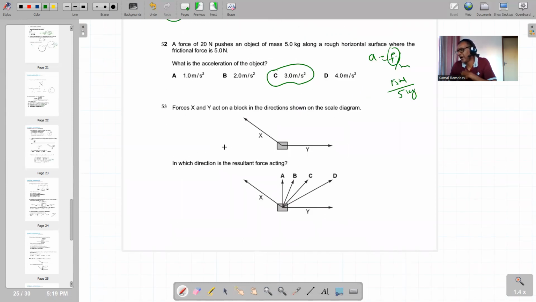Forces X and Y act on a block in the directions on the scale diagram. In which direction is the resultant force acting? Now, just to do a sum of forces. OK? The object moves in its direction. If we have a ruler, it's easy. We take this, we measure it.